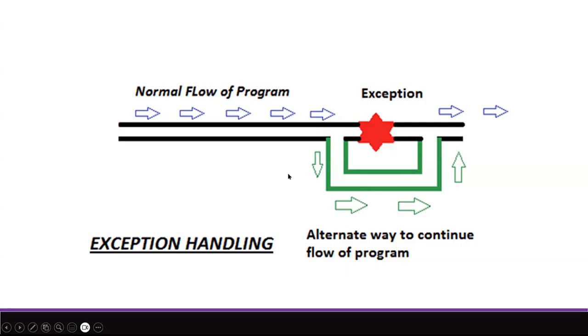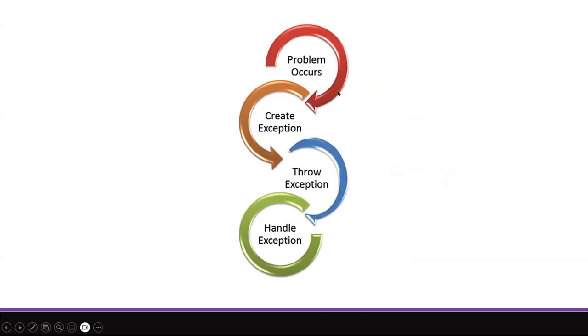Next one is exception. Exception is a special kind of function call. When your function, when your operation fails, then you provide a cure to bypass the error that we call exception handling. Okay, so there is a problem occurring, creating an exception object, throwing the exception object, and handling the exception. This procedure of handling the exception is similar to event handling in event-driven programming.